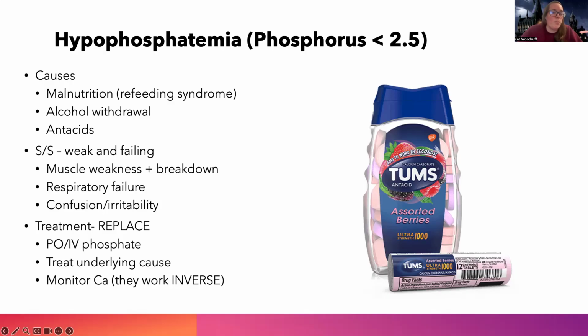And what do we do? We replace it. So PO or IV phosphorus. We usually can do sodium phosphate or potassium phosphate, and we usually just look at which one is better, like what's their potassium, what's their sodium, and which one would be better. We want to treat the underlying cause, and then, of course, monitor their calcium because they work inverse.